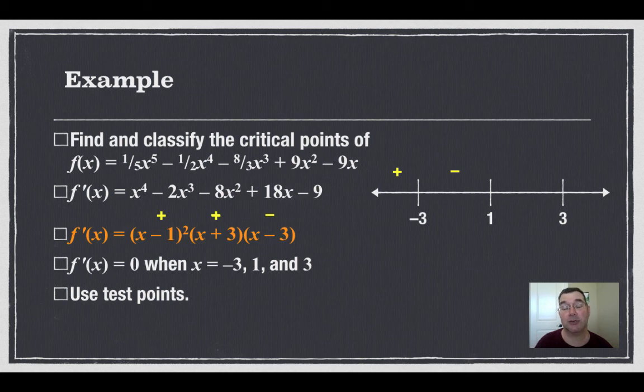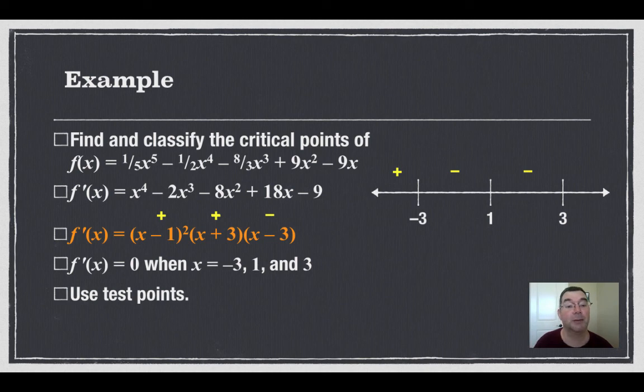Now I take the interval from 1 to 3 and I pick a value, let's say it's 2. I plug that 2 into that first term that's being squared. It's always positive. Take that 2, add it to 3, and I get 5. That's still positive. Take that 2 and subtract 3. That's a negative 1. That's still negative. So I still have a positive times a negative. That's still a negative.